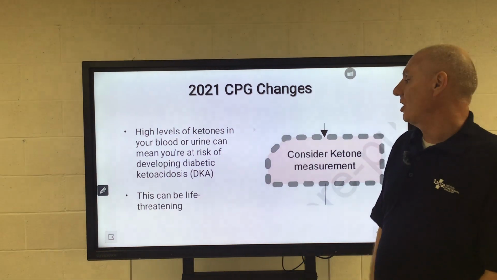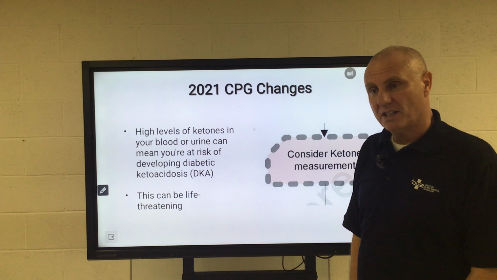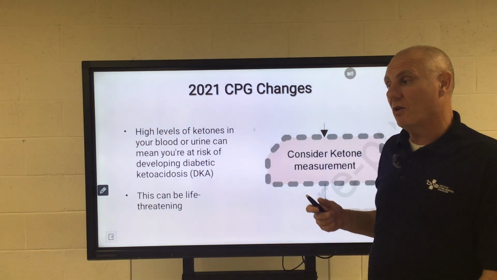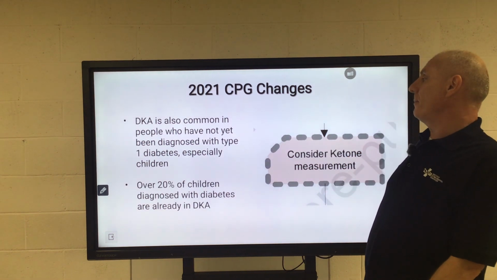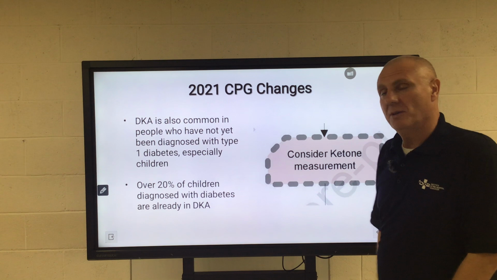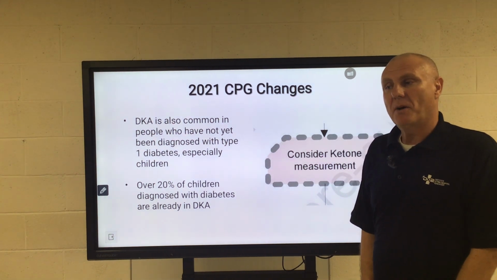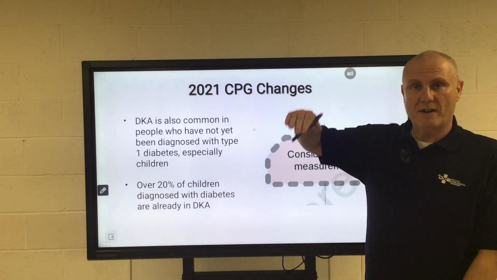So DKA, diabetic ketoacidosis, is pretty bad for kiddies. Measuring ketones and the presence of any ketones is bad. So it's really important if we have a ketone meter to measure. DKA is common in people who have not yet been diagnosed with type 1 diabetes, especially kiddies. So it may be the first time, it may be that their body is literally just failing to produce insulin right now, and all of a sudden their sugar levels are rising.